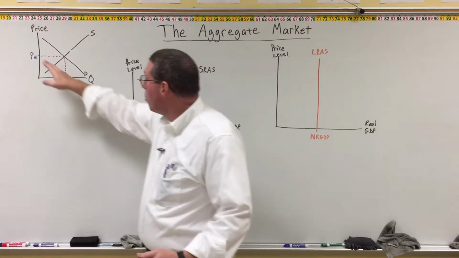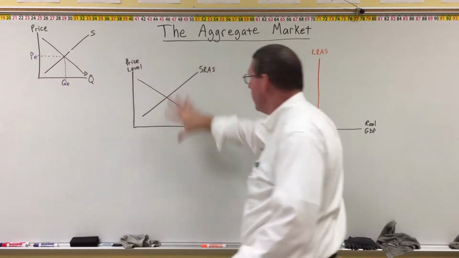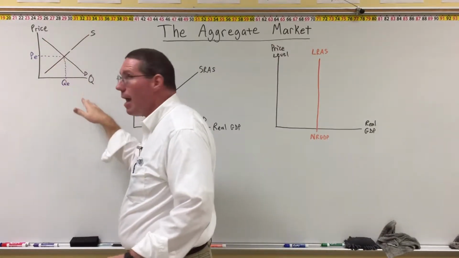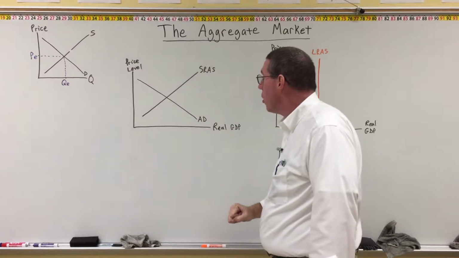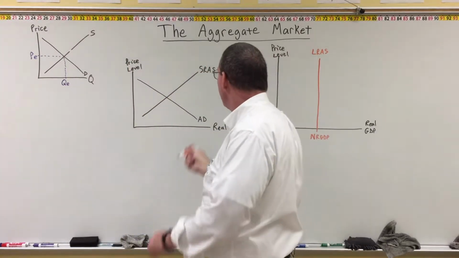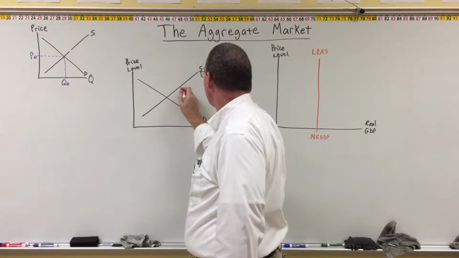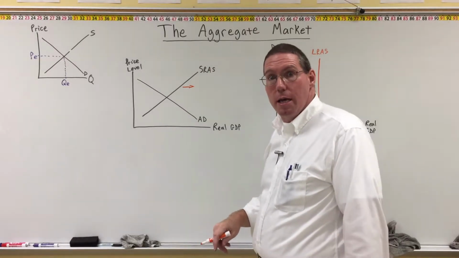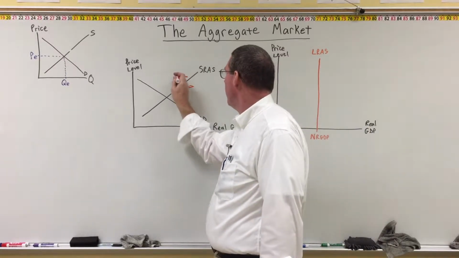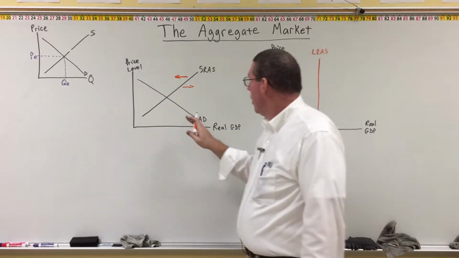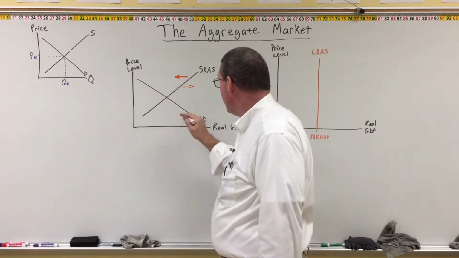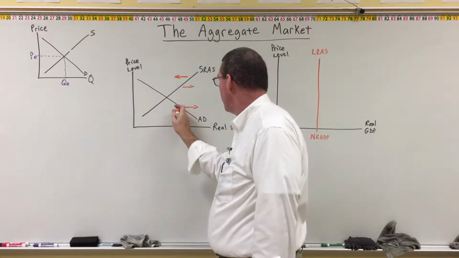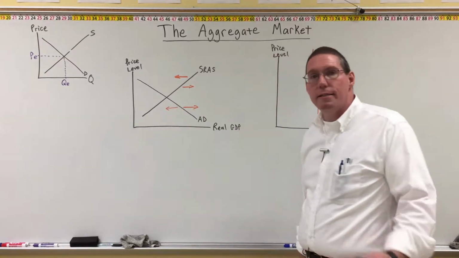Well, this equilibrium also exists in the aggregate market, and the fluctuations in supply and demand also exist in the aggregate market. Short-run aggregate supply: there are things that can happen in the economy that will cause short-run aggregate supply to increase. There are other things in the economy that will cause short-run aggregate supply to decrease. Aggregate demand, same thing. There are things that will happen in the economy that will cause aggregate demand to increase. And then there are things that will occur in the economy to cause aggregate demand to decrease.